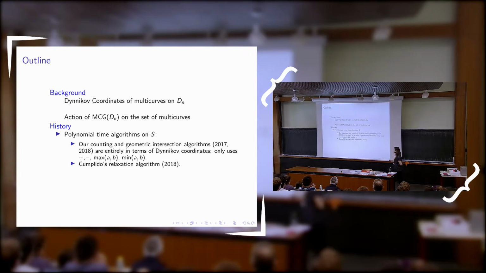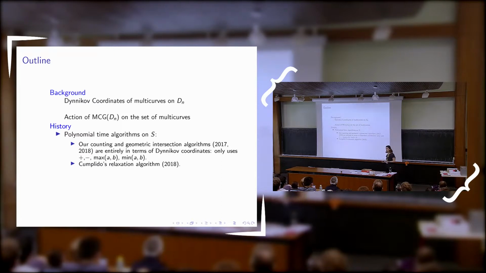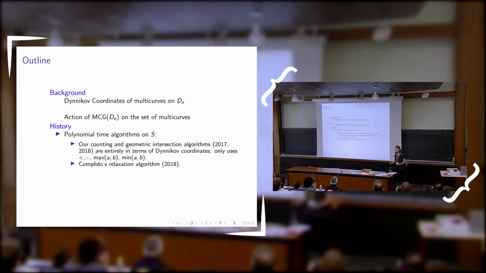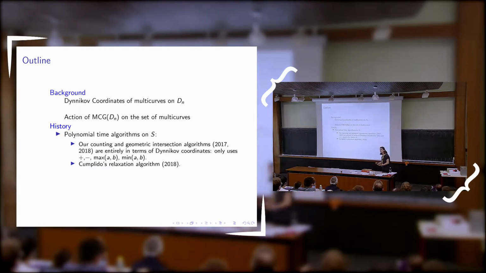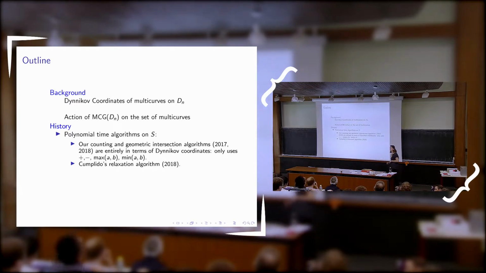Another thing that I should note here is that the algorithms I'm going to talk about today are entirely expressed in terms of Dynnikov coordinates. They only use Dynnikov coordinates, so you're given a bunch of numbers. These numbers will coordinatize your multicurves in a unique way, and you're going to look at those numbers, apply only arithmetic operations, you know, adding, subtracting, comparing, taking the maximum and minimum, and that's all. And then you'll count the number of connected components of the multicurve corresponding to those numbers. And you're going to compute the geometric intersection number in a similar way. So the numbers will give you the answer.